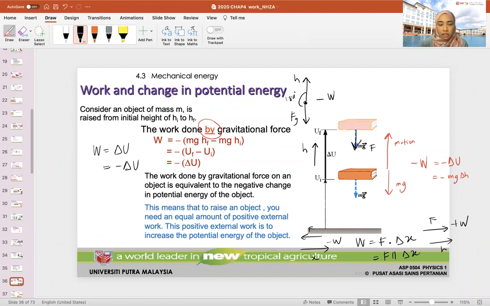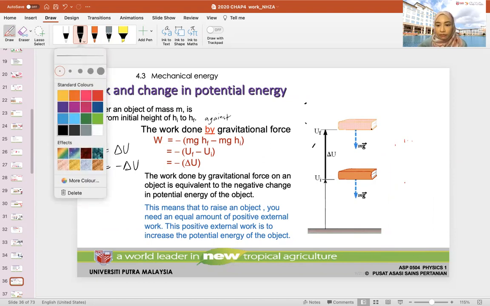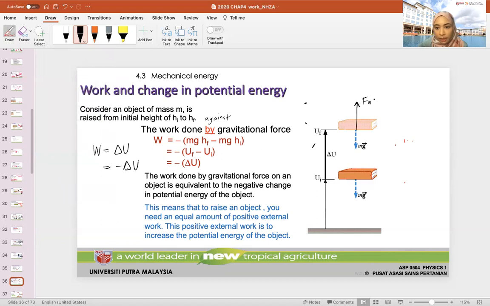So what if I change this sentence? Instead of saying by, I say against. The work done against gravitational force. What does that mean? It means that I am applying a force in the opposite direction of the gravitational force. How does that look? Let's draw it. If we say by, it means done by the gravitational force. Now I'm talking about a force that is going against the gravitational force. I apply an F applied, but F applied is opposite to mg.